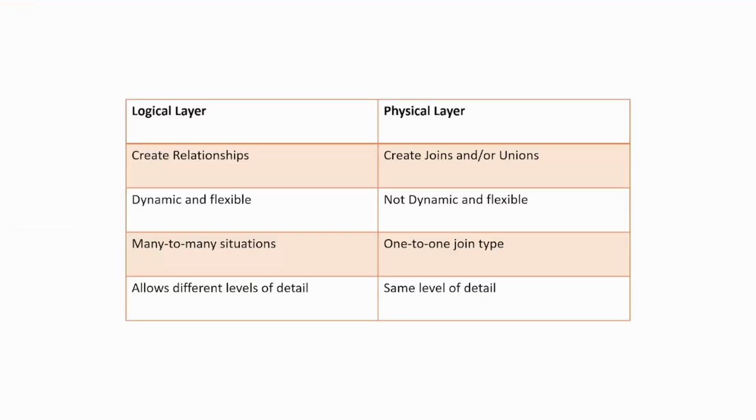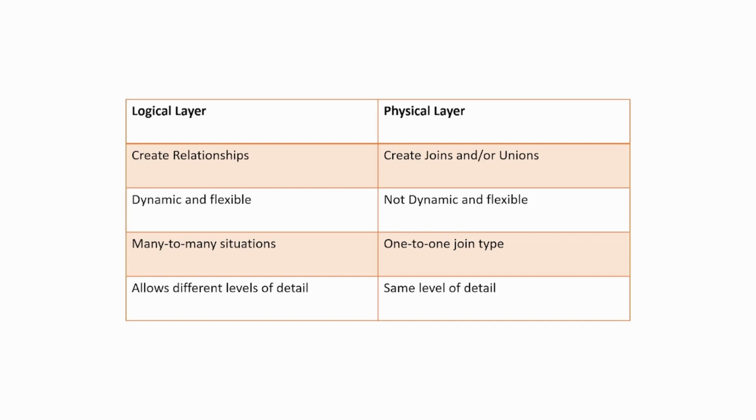So here are a couple of differences between the logical and the physical layer of the data model. The logical layer creates relationships between two or more data tables based on one or more fields in each data table. The relationships are dynamic and flexible, as they query the data only when the fields from that table are being used. Relationships also allow your data to be at different levels of detail using many-to-many situations.